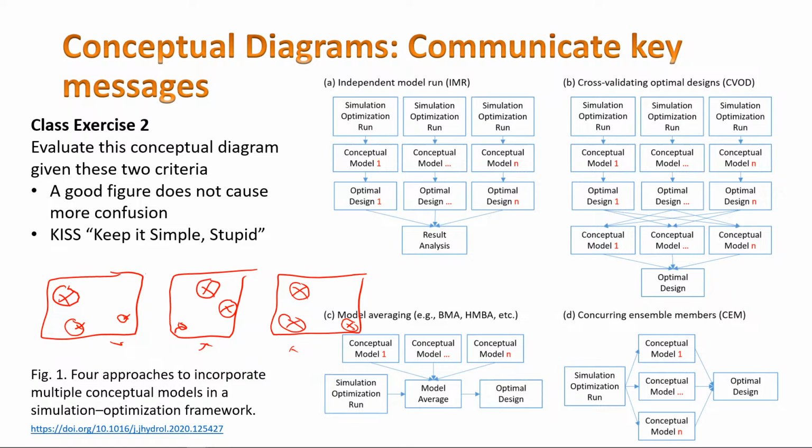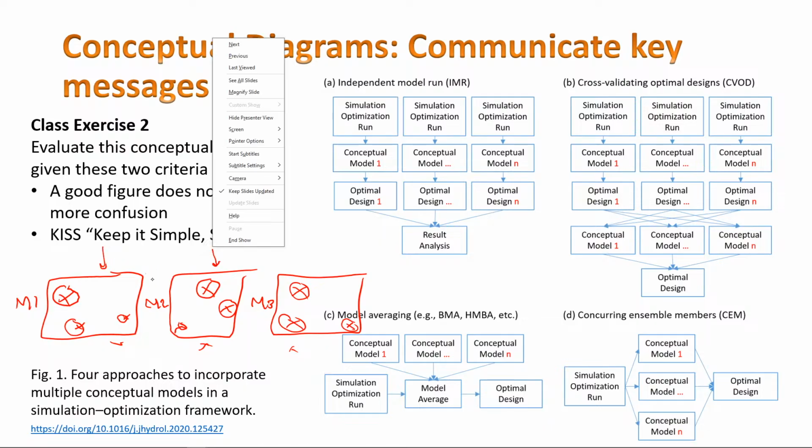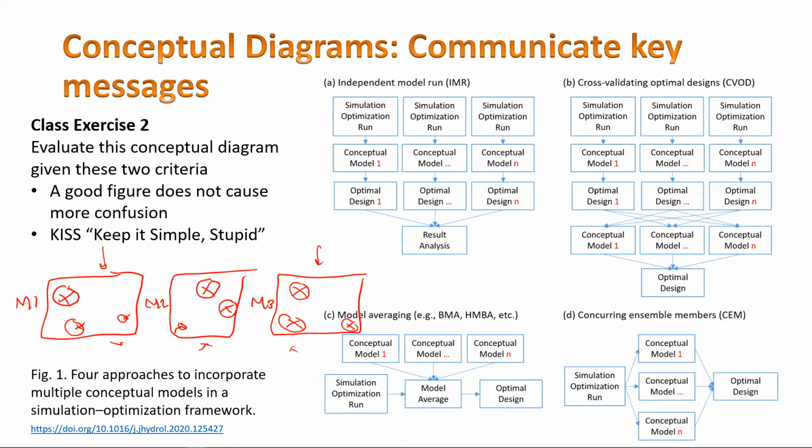So here, that's the conceptual diagram describing how you can deal with this problem. So one way is independent model run, just as I did here. So this is my model one, this is my model two, this is my model three. So I run my optimization here, I find this design here, I run my optimization here, I find this design here, I run my optimization here, I find this design here. So I run my optimization on this conceptual model, I get a design here, I get a design here. And this doesn't need to be three. It could be any number of models.